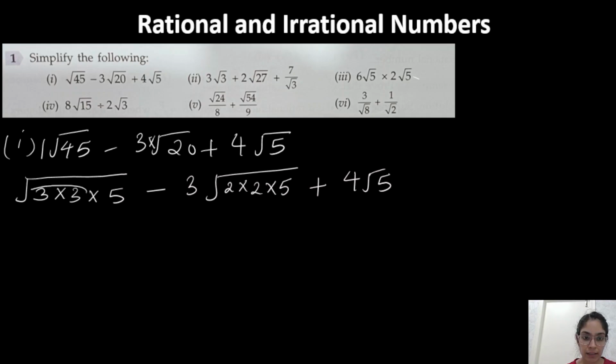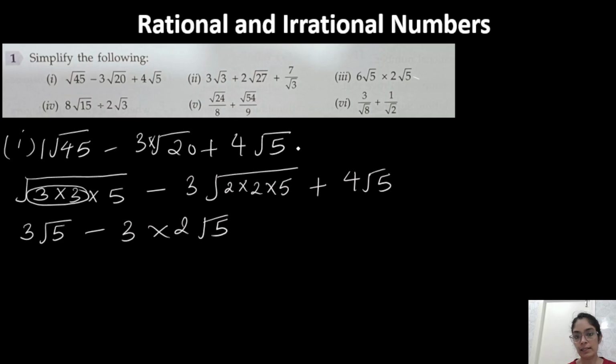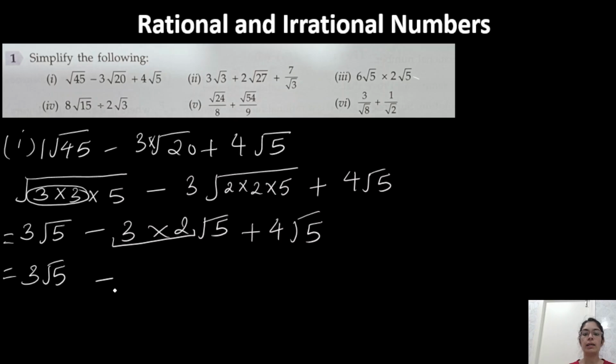Now this we can simplify. The two 3's we can bring out of the root as one 3. It will become 3 root 5 minus 3. Again, the two 2's we will take out of the root as one 2. Square root of 5 will be left behind, plus 4 root 5. So this will become 3 root 5 minus, multiplying 3 into 2, 6 root 5 plus 4 root 5. So this we can further simplify.